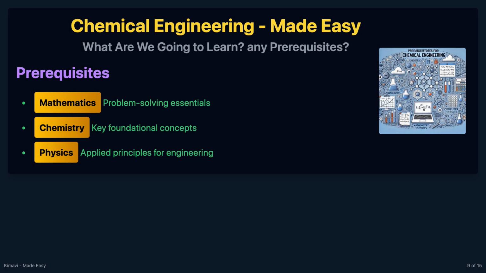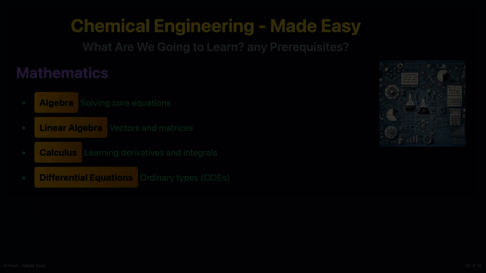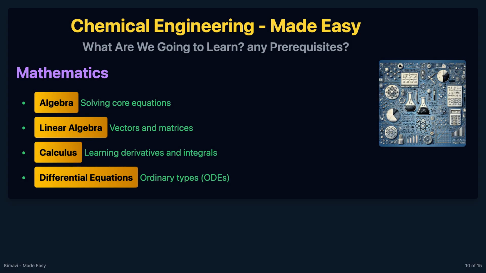To succeed in your first year of chemical engineering, you should have a solid foundation in mathematics, chemistry, physics, and computer skills. Mathematics is crucial for understanding and solving engineering problems. You should be comfortable with algebra, calculus, linear algebra, and differential equations.